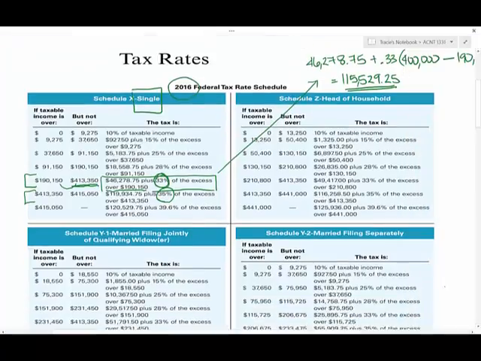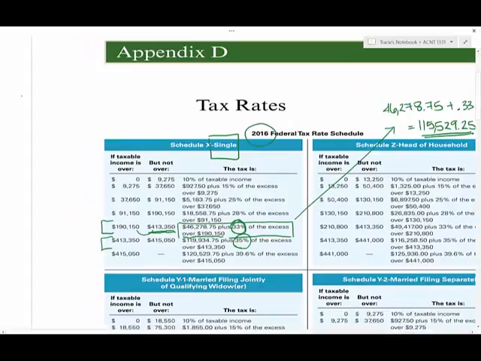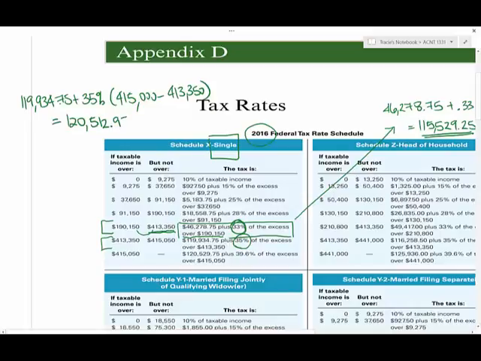And so we'll calculate her tax. I'll just do it right here. $119,934.75 plus now 35% of $415,000 minus $413,350. Okay, and I'm going to run the calculations for that, and I come up with a new tax liability of $120,512.95.